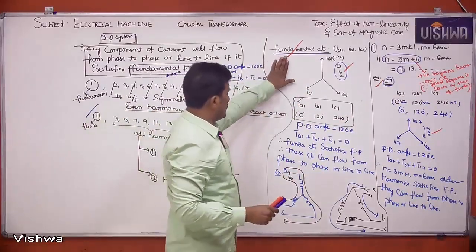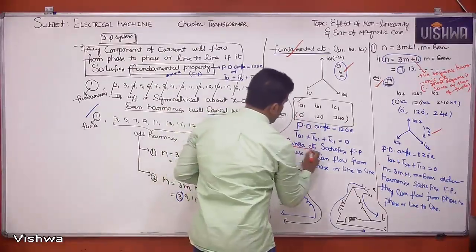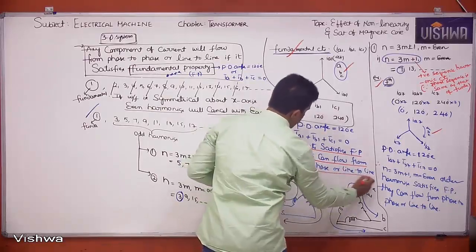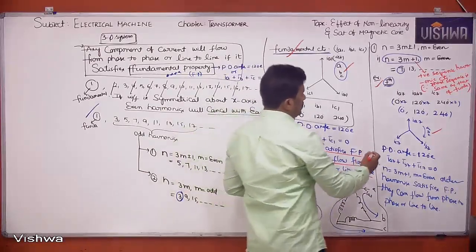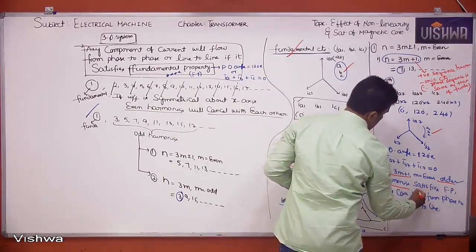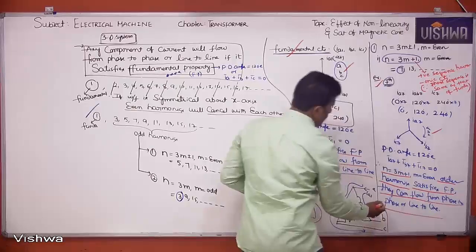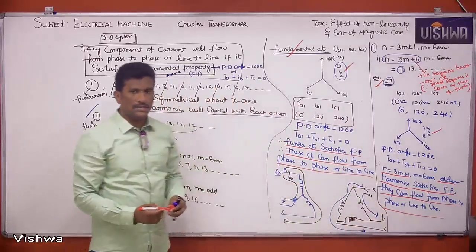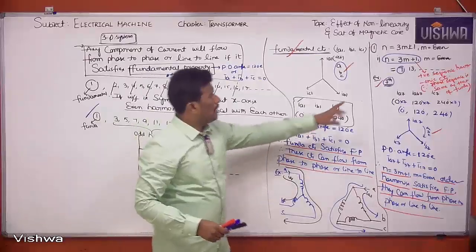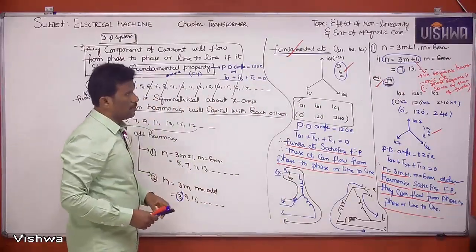Fundamental currents satisfy the fundamental property, so these currents can flow from phase to phase or line to line. Similarly, n equal to 3m plus 1 order harmonic currents satisfy the fundamental property. They can flow from phase to phase or line to line, just like fundamental currents. Okay, first note down this. I just completed only n equal to 3m plus 1. After that, n equal to 3m minus 1, one more is there.